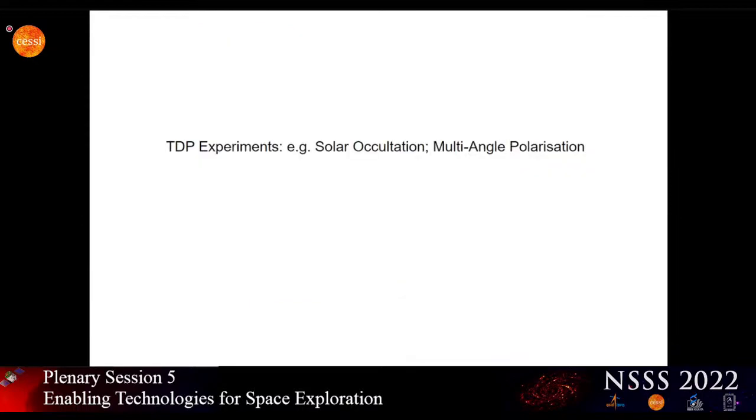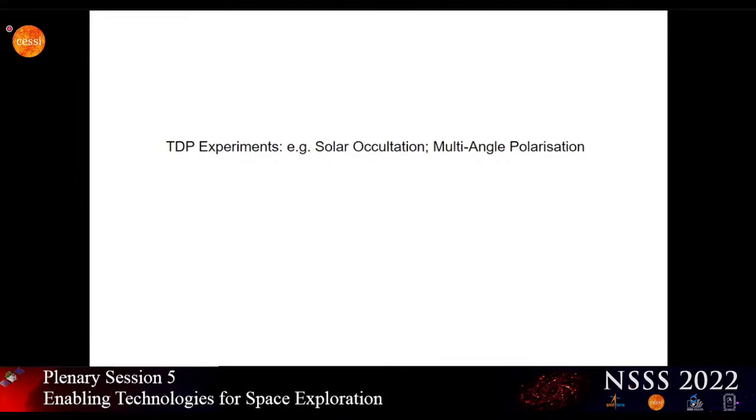The other set of experiments, as I told you, there are several TDP experiments, for example, solar occultation or multi-angle polarization. There are several such things which can be planned here, because one more advantage of PS4 upcoming, another development that is taking place parallelly, is a robotic arm, which can be moved in multiple planes. So it's a robotic arm, and such things can also be used here.